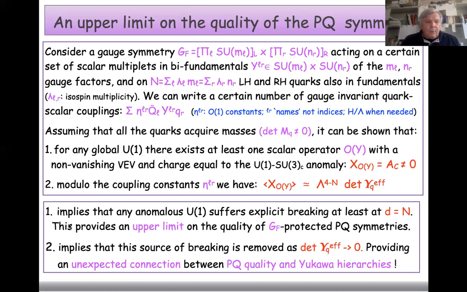So first one, point 1 implies that any anomalous U1 suffers explicit breaking at least at dimension n. This provides an upper limit on the possible quality of Peccei-Quinn symmetries that are protected by a non-Abelian local group in general. 2, this implies that the source of breaking is removed as the determinant goes to 0. So if you put a Yukawa coupling to 0, you are not constrained by this, let's call it theorem. This provides an unexpected connection between Peccei-Quinn quality and Yukawa hierarchies. So hierarchies are beneficial to protect the Peccei-Quinn quality. Small Yukawas render this determinant small and render the vacuum expectation value of the offending operator accordingly small.